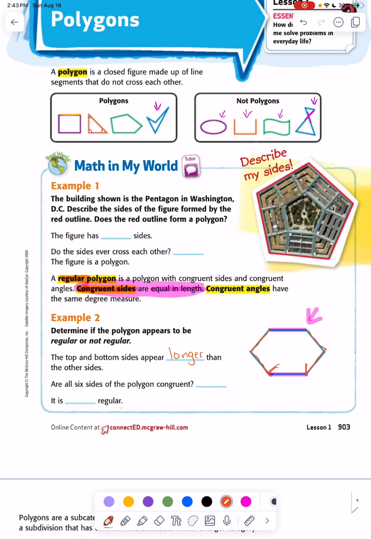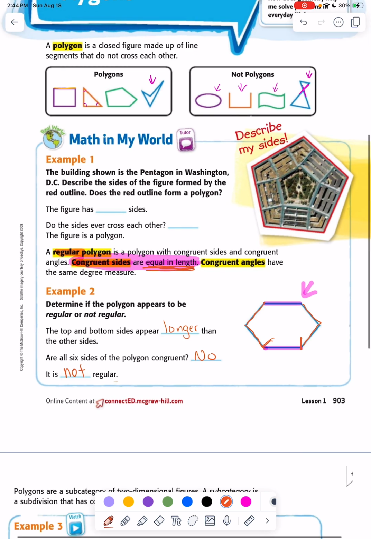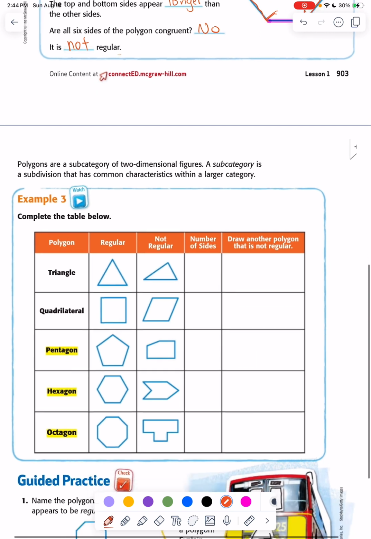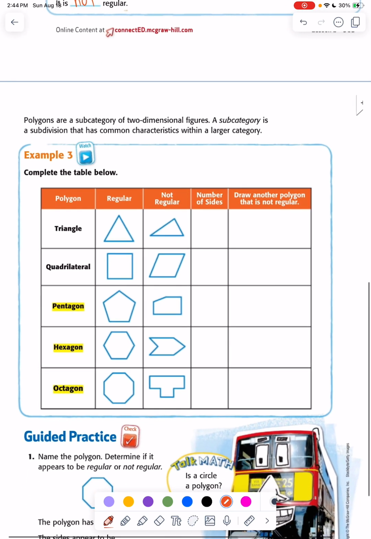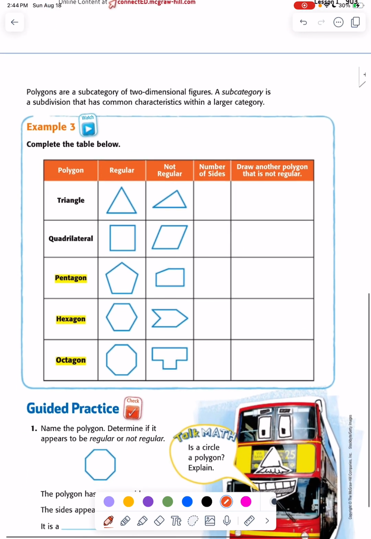Are all six sides of the polygon congruent? Well, in order for them to be congruent, they must be equal in length, so that is a no. That means this is not a regular polygon. But there's nothing wrong with being irregular, is there? Well, I don't think so. I like my kind of weird. I must be an irregular or not regular polygon.